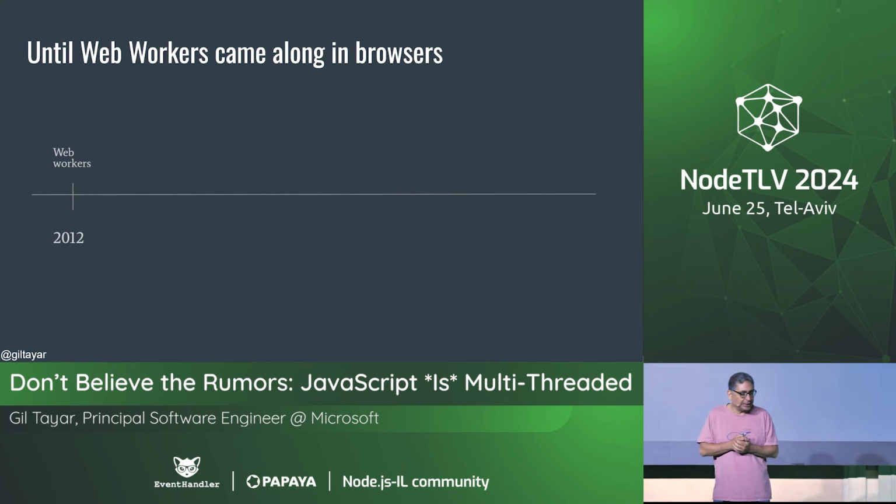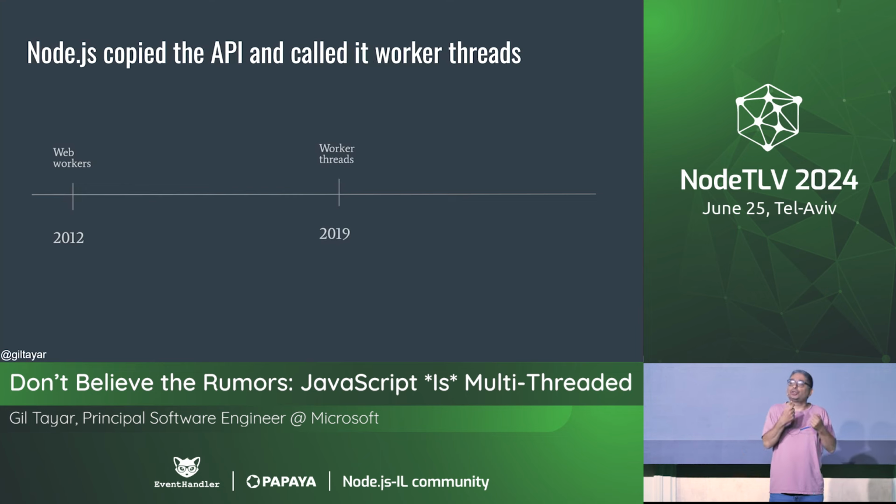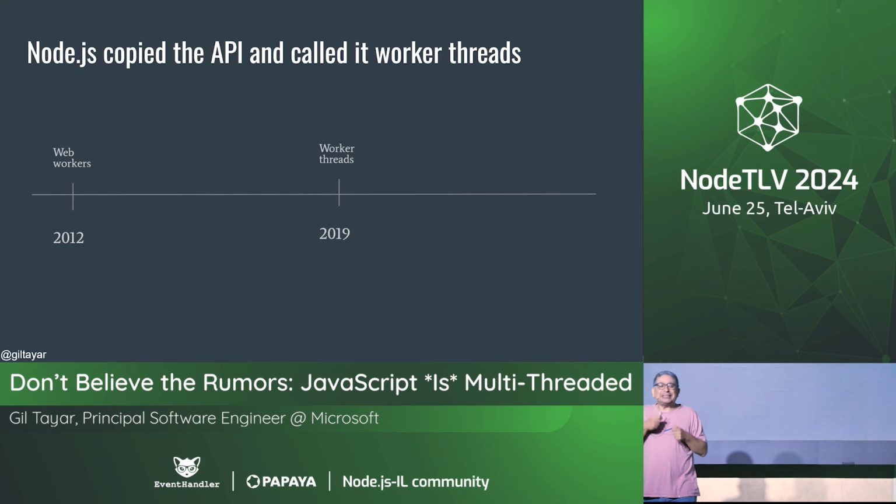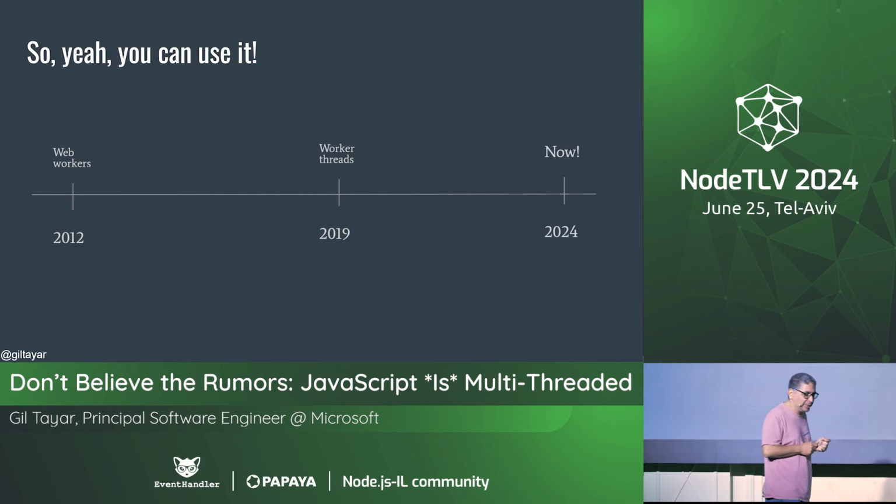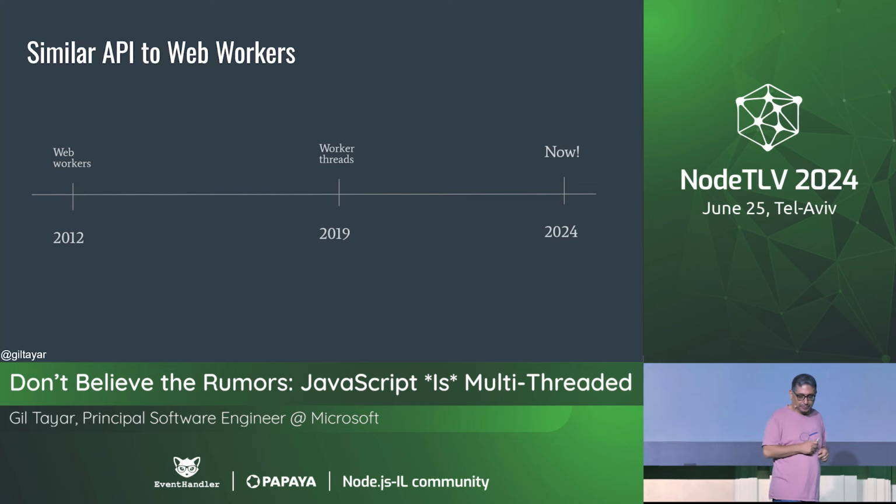It was implemented in browsers around 2012. Came to Node.js in 2019, roughly. Basically the same API. There are various minor differences, but it's basically the same API. And now we're in 2024. We can use worker threads without a problem.